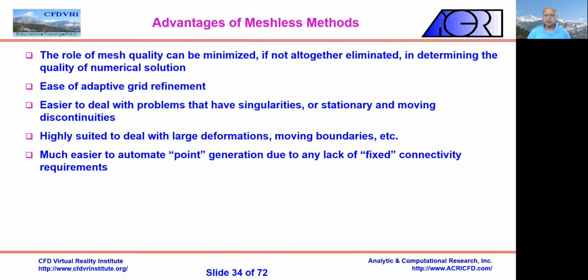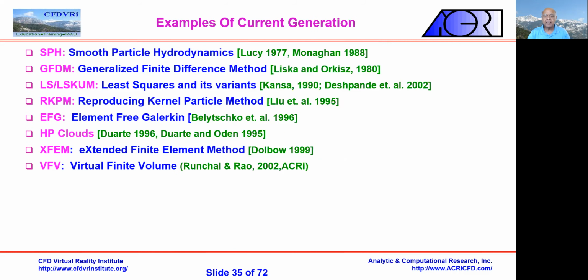It's easier to deal with problems that have singularities, whether stationary or moving, because you can move the grid quickly. It's highly suited to deal with large deformations and moving boundaries. And then it's much easier to automate point generation than making sure that there are elements which pertain to certain constraints, with a fixed connectivity.